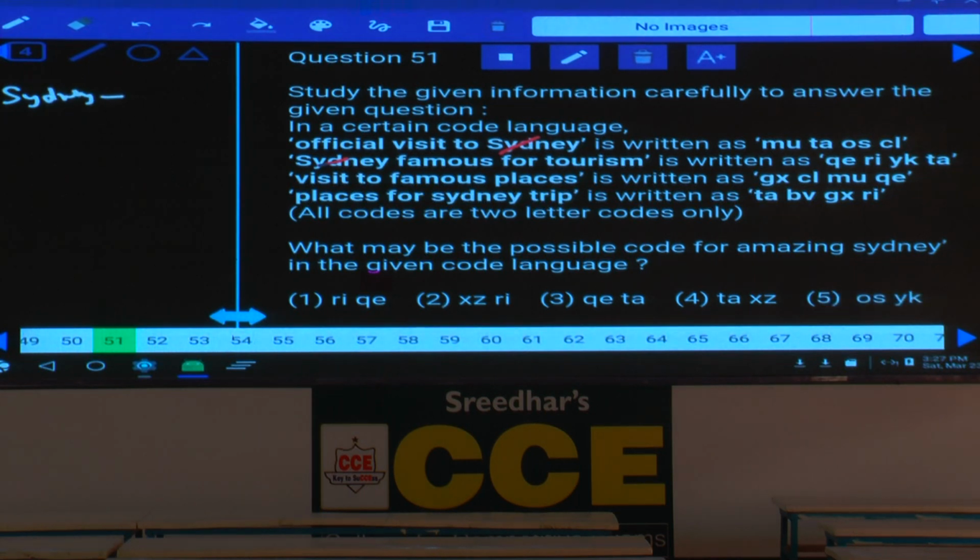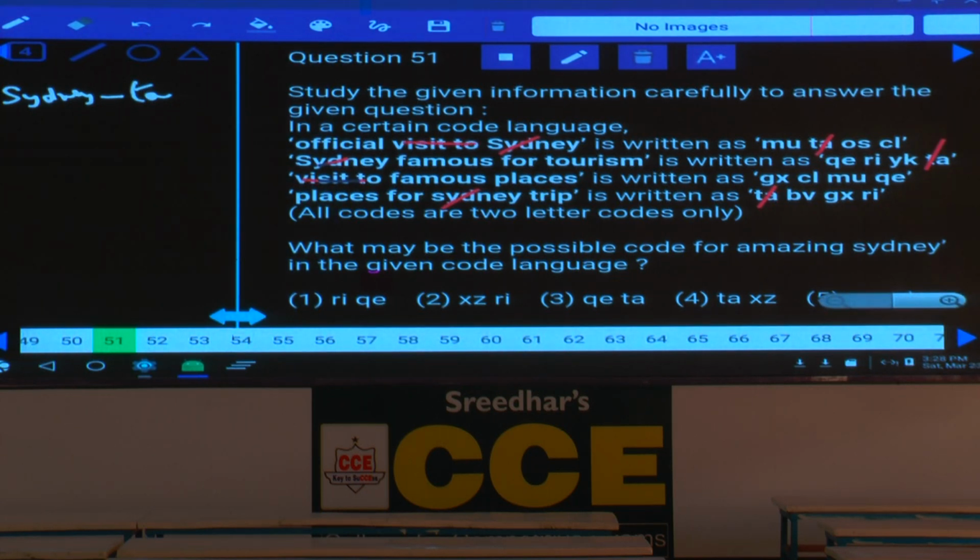Then tell me what is the code which is common here. MUTA. Hence TA is a code which is common. And similarly in the last one, there is Sydney and the code TA is also there. The code to the word Sydney is TA. The next one: if you compare the first and the third, official visit to, visit and to are the two words which are common.